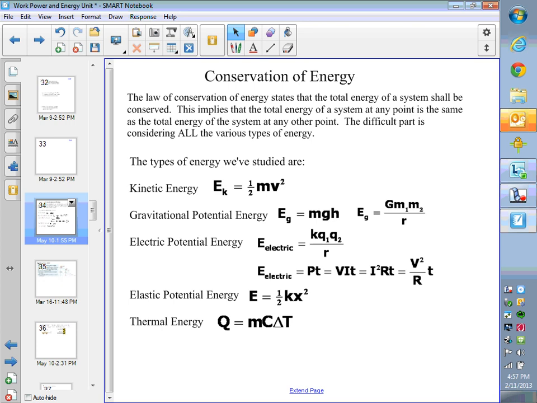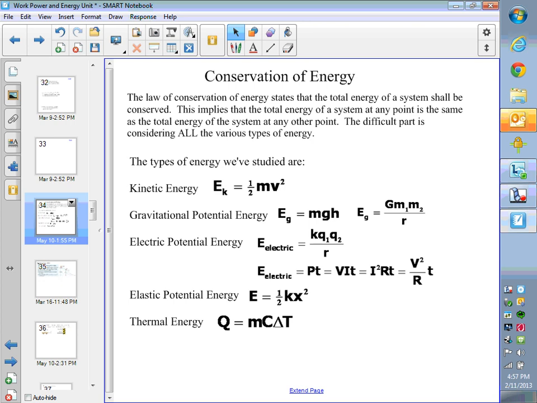And the law of conservation of energy states that the total energy of the system, all of the kinetic and all of the potential energies that are present, the total energy of the system at any point is always the same as the total energy at any other point. The difficult part is going to be considering all the various types of energy.